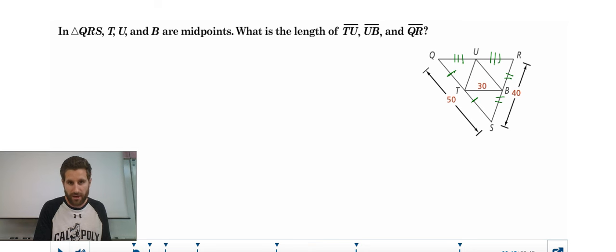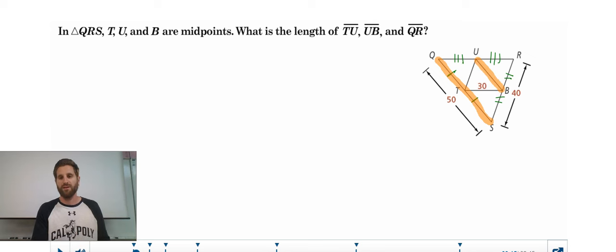So I'm going to actually kind of cheat here real quick by using my highlighter to help us find some things. So first thing, let's go ahead, and we know QT. So QT is this segment right here. Which segment is it parallel to? Well, if we were looking back at our other one, it would be UB. Which means, and again, UB was one that we wanted to find, UB is going to be half of the distance or half the amount of QS.